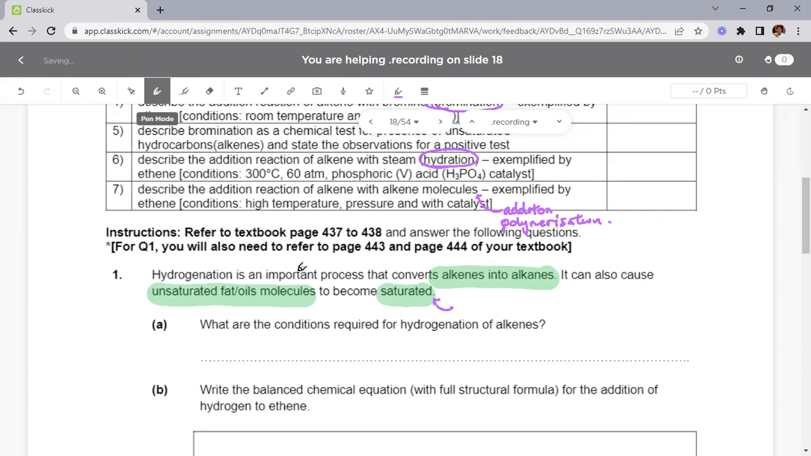Okay, saturated actually means that there's no more C double bond C. So all of these have been reacted away to become your C single bond C. All reacted away to single bond C, that's why there's no more.